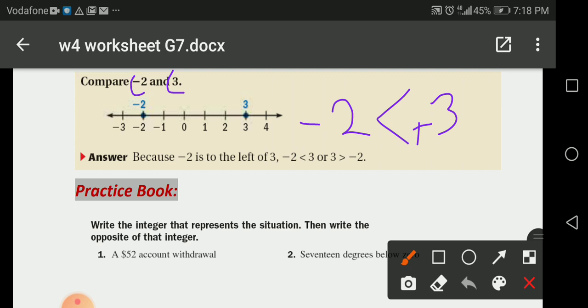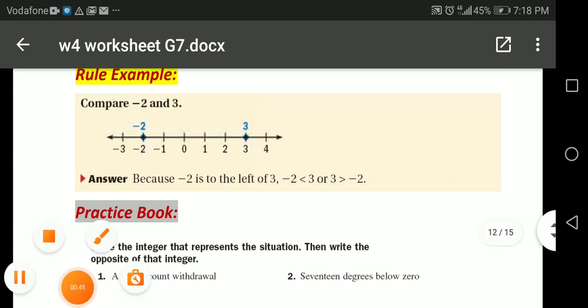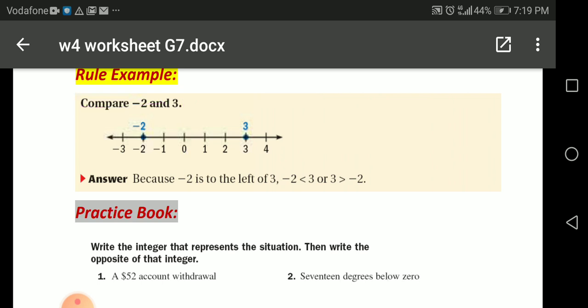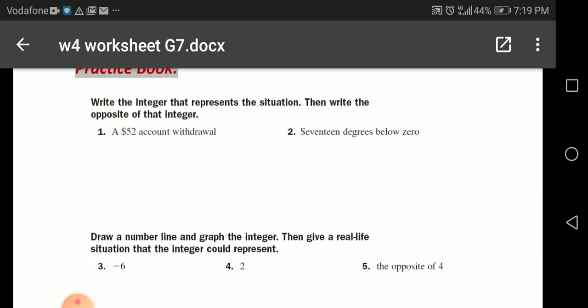Okay, guys? What about the number line? Remember, this is the number line. I have 0, and I have the positive on the right and the negative on the left of the 0. So let's have some practice here. We have taken this before, but we are going to go into more detail.